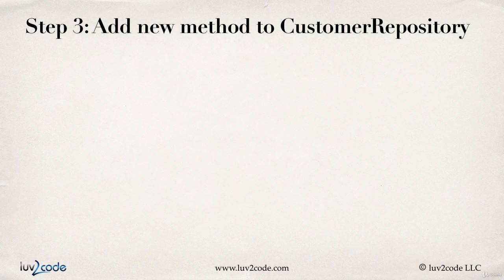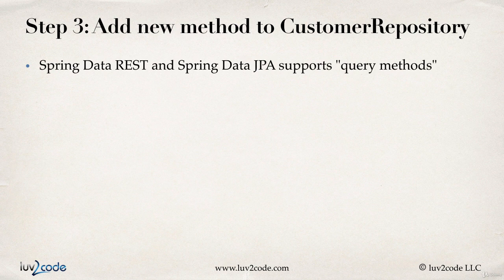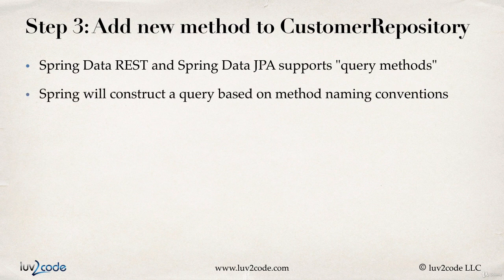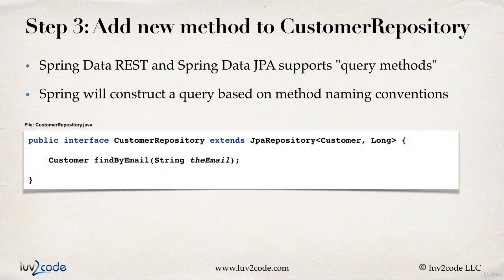In step 3, we need to add a new method to the customer repository. Spring Data REST and Spring Data JPA support query methods. Spring will construct a query based on method naming conventions. So here we have this customer findByEmail. In the background, Spring will generate the appropriate SQL. And this is where we have some of that Spring magic, doing that work for us.